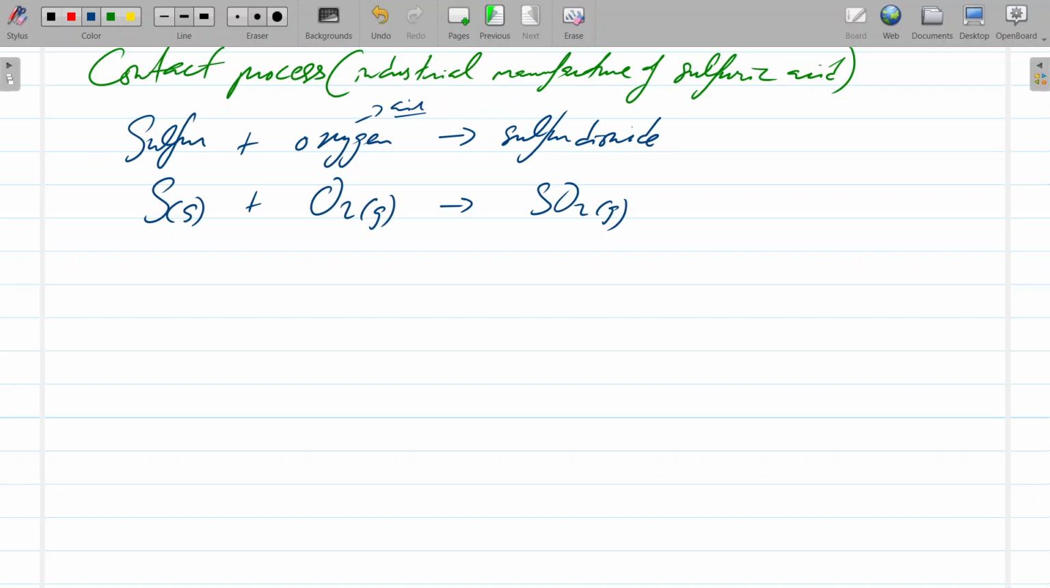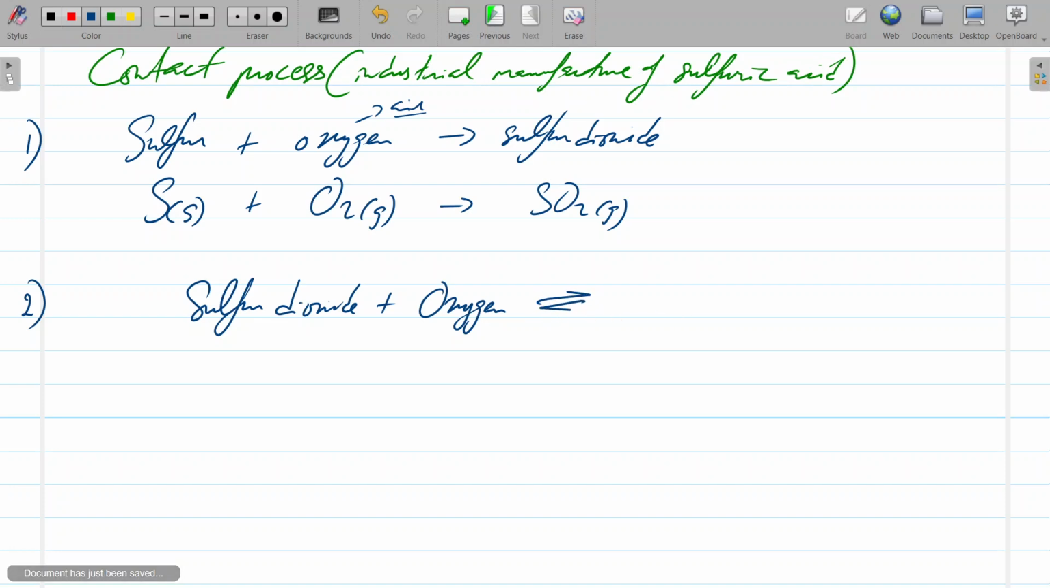So sulfur dioxide can also be obtained from ores, like zinc sulfide. That bit is given in the text. Next, the sulfur dioxide is heated with more oxygen. So this is step 1. Step 2, sulfur dioxide plus oxygen, and this is a reversible reaction.